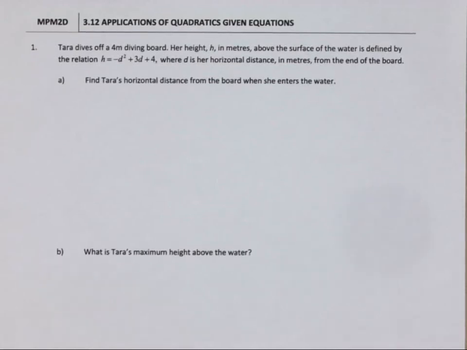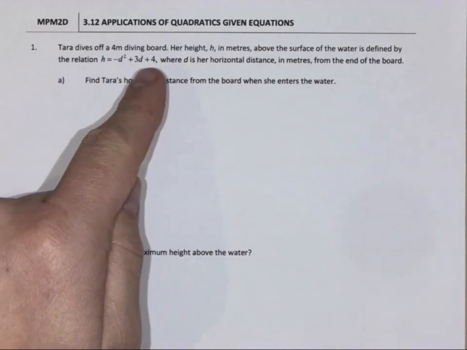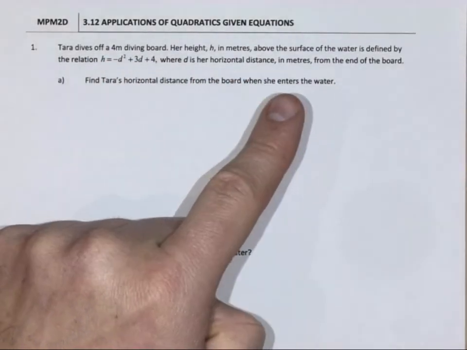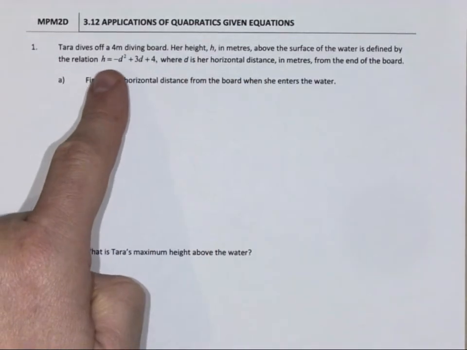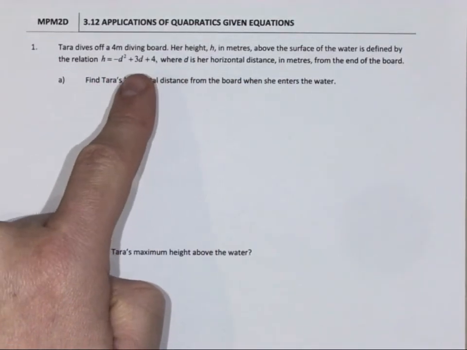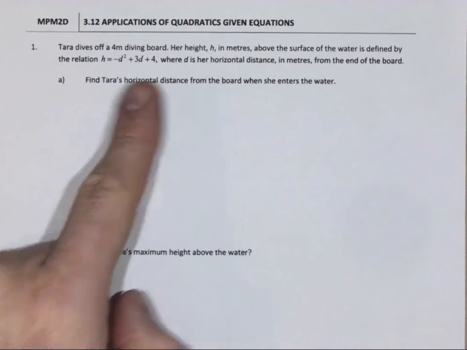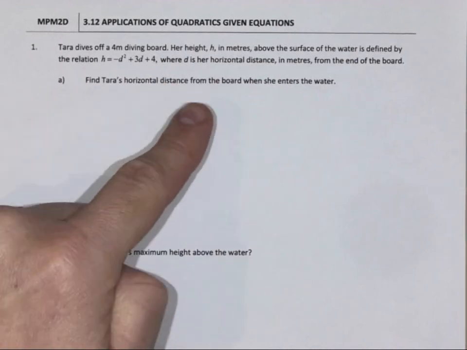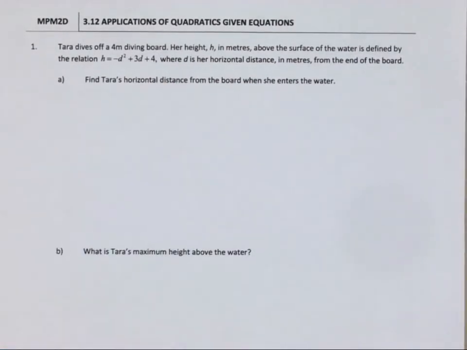Okay, let's put this all together. Tara dives off a 4-meter diving board. Her height, h in meters above the surface of the water, is defined by the relation h equals negative d squared plus 3d plus 4, where d is our horizontal distance in meters from the end of the board. Find Tara's horizontal distance from the board when she enters the water.